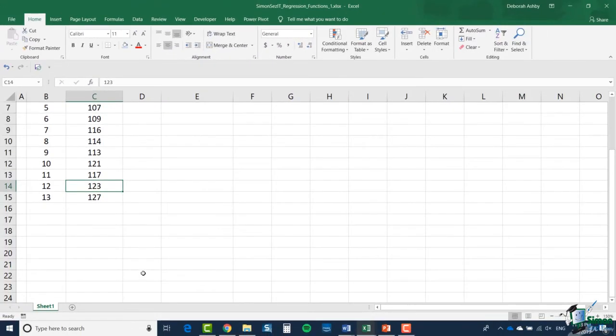Now let me just predict a little further on. Let's say we're going to predict 5 values. So I'm going to just fill down. And there are my predicted values.